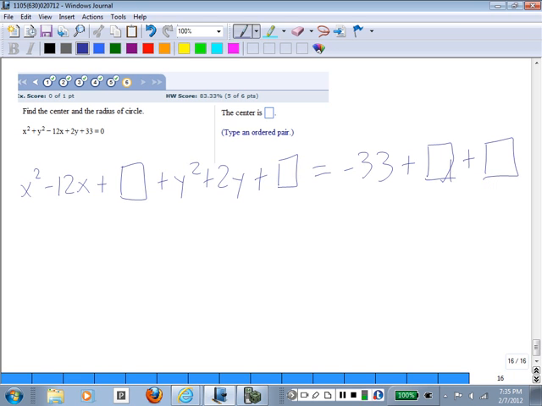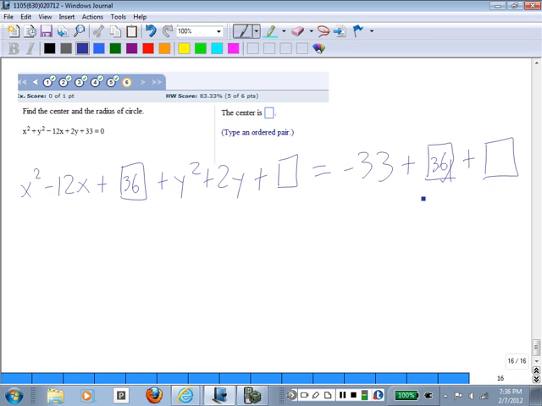So standard procedure here. We're going to add something to the x squared minus 12x. What do we add? Well, it's a two-step process for completing the square. First, you take half of the negative 12. Yes, you get negative 6. And then you square the negative 6, and you get 36. And then you write down the 36 there, and the 36 there.